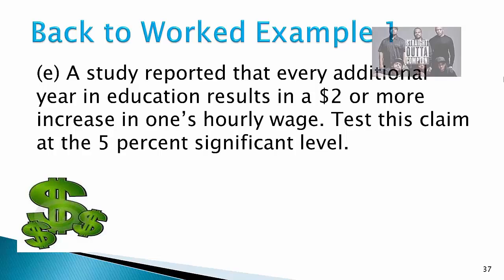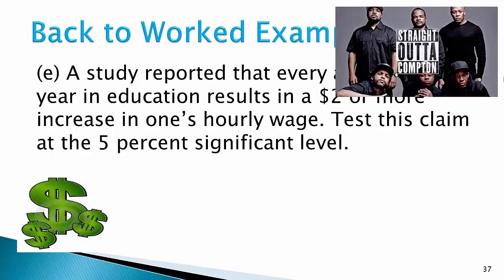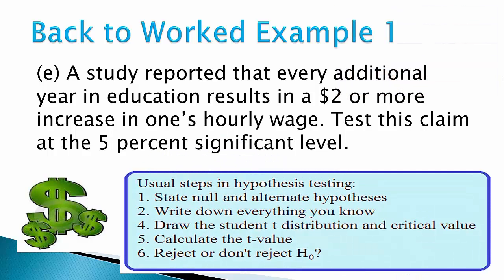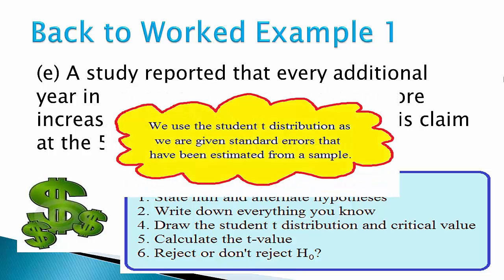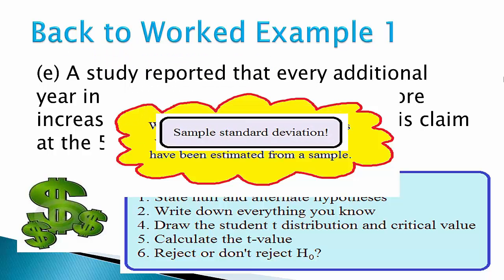We will have to go old school and answer this hypothesis testing question by hand. That is, state the null and alternate hypotheses, write down everything we know from the question, and so on. This should look very familiar from our hypothesis testing lectures. If not, please be sure to review them. Now, with all regression-based hypothesis testing, we use the student t-distribution as we are given the standard errors from the computer output, which have been calculated from the sample. That is, we're using sample standard deviations.